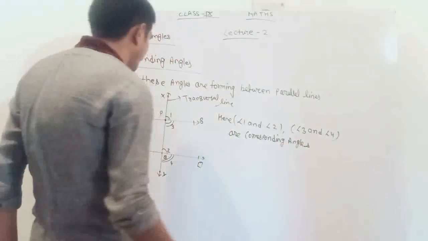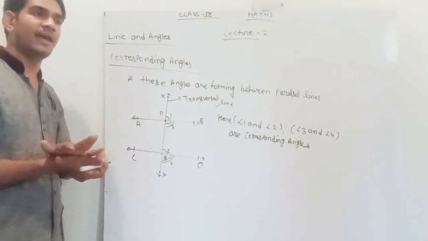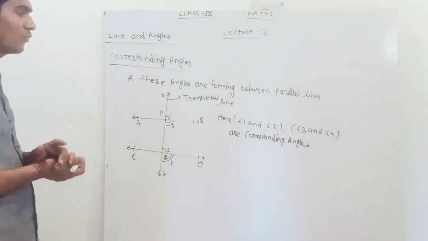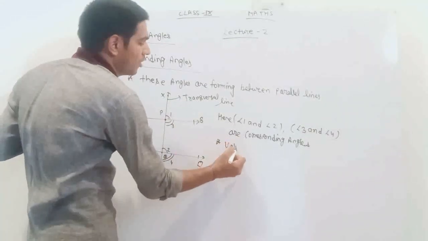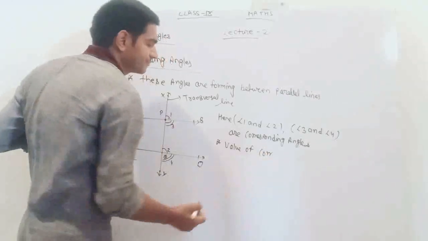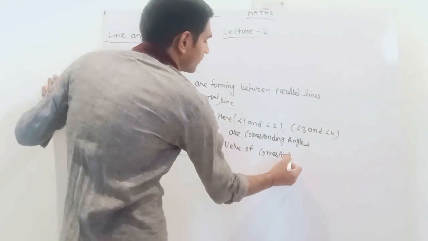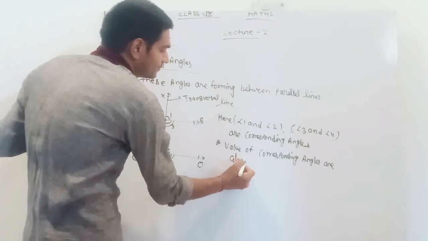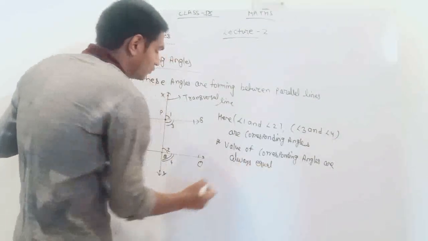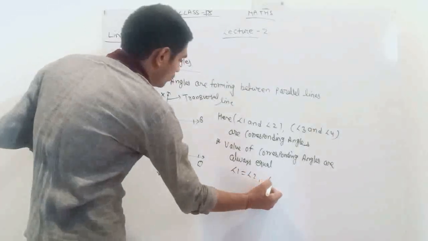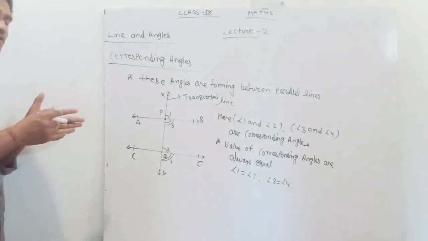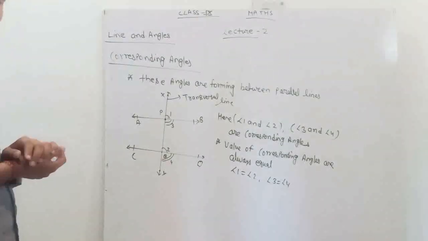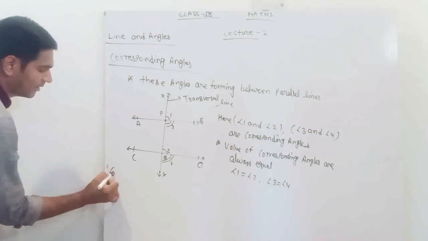So corresponding angles are the angles which are forming above the parallel line or below the parallel line with respect to the transversal line. Now the theorem is that the values of corresponding angles are always equal. So angle 1 is equal to angle 2, and angle 3 is equal to angle 4. The values of corresponding angles are always equal. Okay, now look at the main point of the co-interior angle. So, co-interior angle.